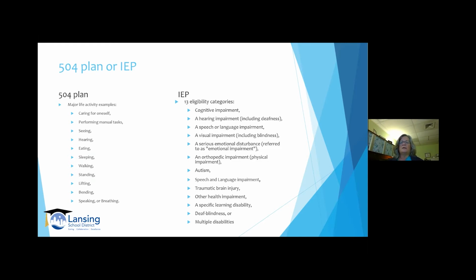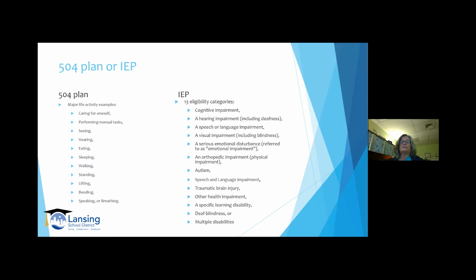A hearing impairment, this includes deafness. A speech or language impairment. Oh, and I just see that I have that twice. I apologize for that. I'll have to get that other one in there. A visual impairment, which also includes blindness. A serious emotional disturbance, which in most states is called emotional disturbance, but Michigan is called an emotional impairment. So that's one thing that we do a little differently than the rest of the country.